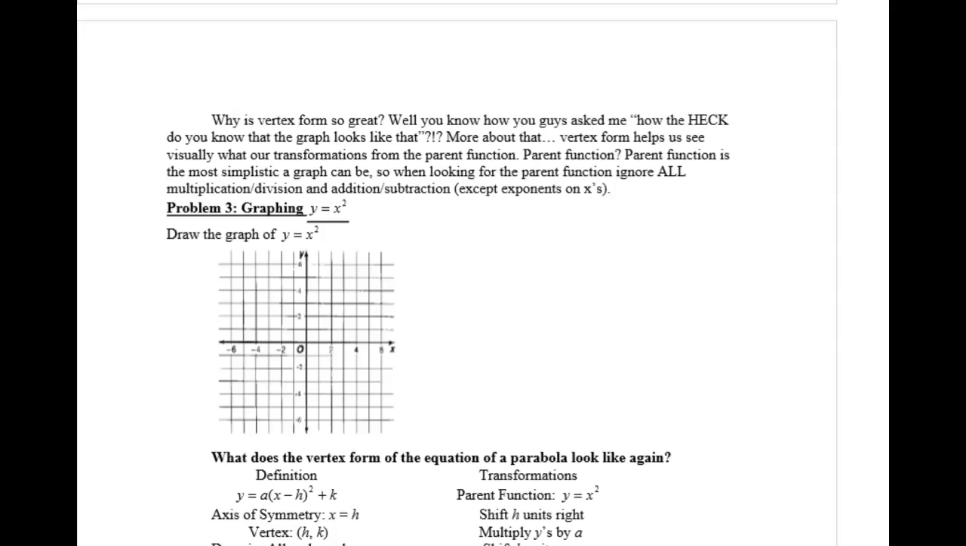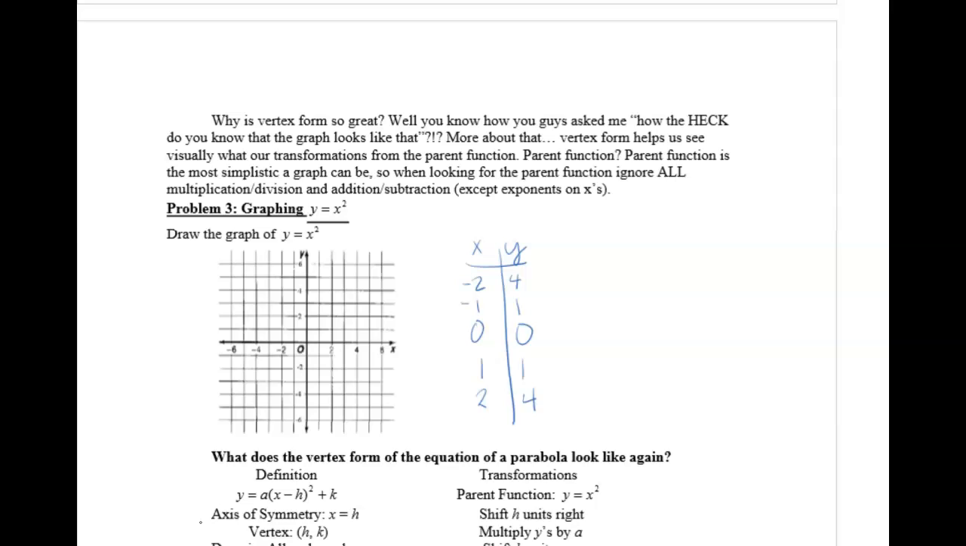So when in doubt, t-chart it out. I've got an x, I've got a y. I'm going to start, for example, at -2. -2 squared should give me +4. -1 would be next. -1 squared should be +1. 0 squared should be 0. 1 squared should be 1. And 2 squared should be +4.